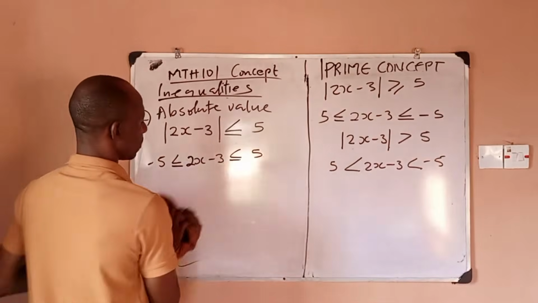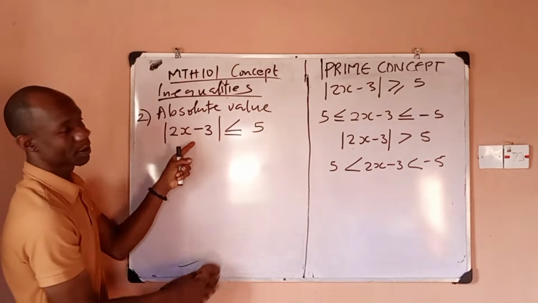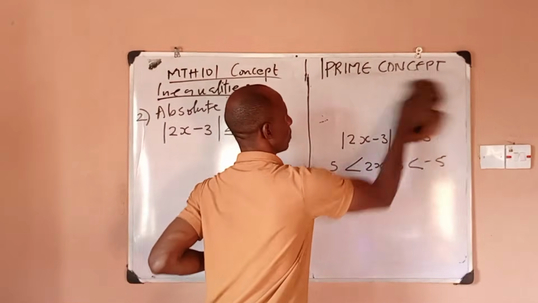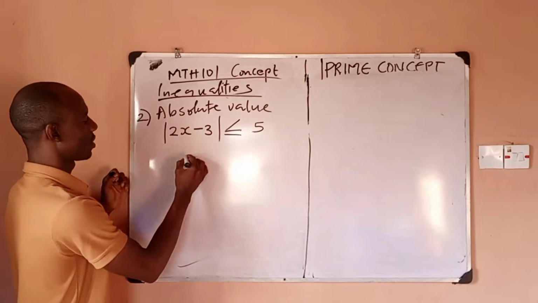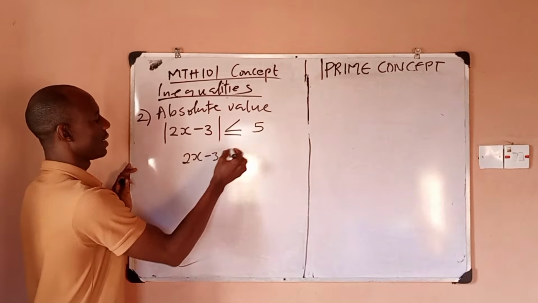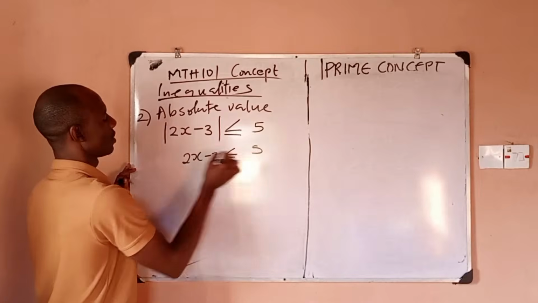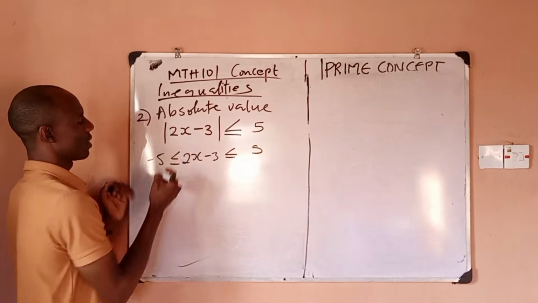So remember, we're trying to solve this particular question. What we're going to do is say 2x minus 3 less than or equal to this, less than or equal to minus 5. This is how we start.